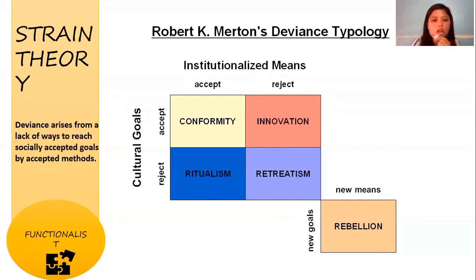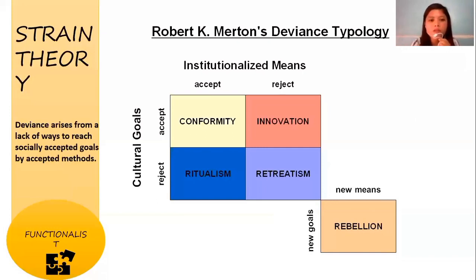First, conformity. For example, the given cultural goal is economic success. In conformity, the person both accepts the cultural goals and the institutionalized means. Given that our example cultural goal is achieving economic success, in conformity, people here have the goal of economic success by using approved ways such as studying very hard or working very hard in a job.